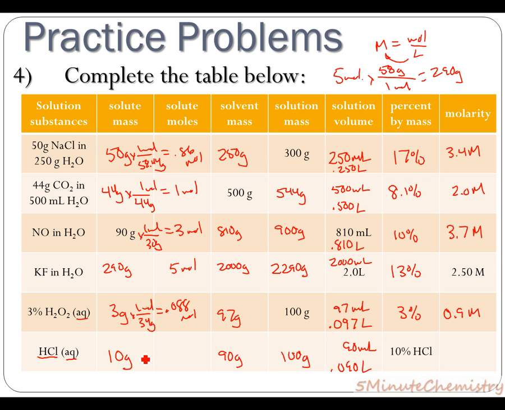Then to find the moles of solute, I take the 10 grams, and it's hydrochloric acid. Our chlorine is 35.45, and the hydrogen is 1. So that's going to be 36.46 grams per mole. And my 10 divided by 36.46 yields approximately 0.27 moles. So 0.27 moles, divide that by 0.090 liters, and we find that this is a 3 molar solution.